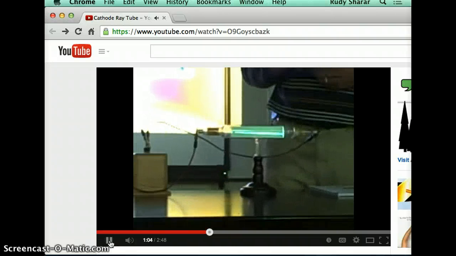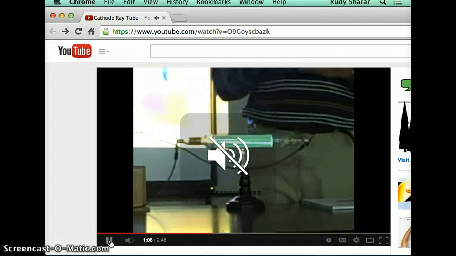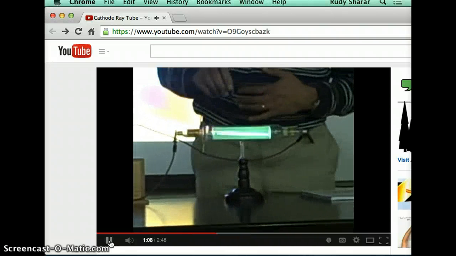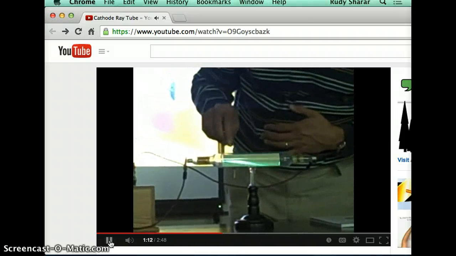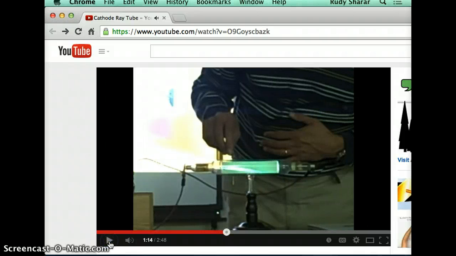Pull of the magnet to this beam, and we'll see what it does, and then we'll... So based on that video, this is a cathode ray tube with the voltage being applied, the beam going across. Based on what you see, answer the question that you see now.